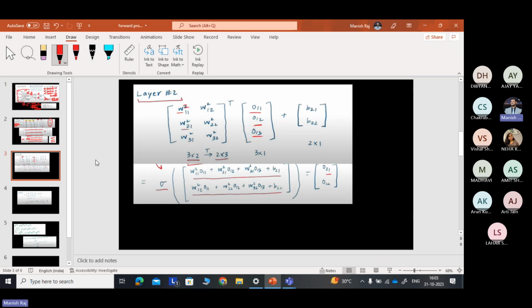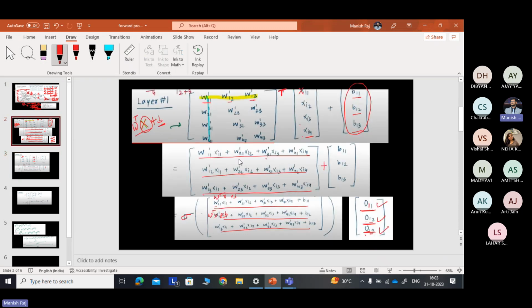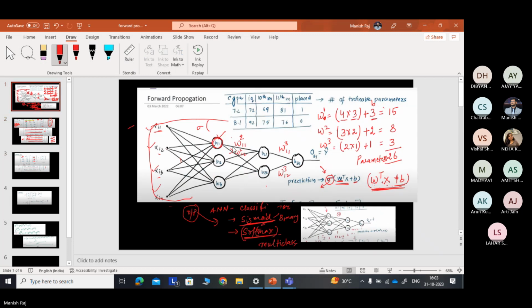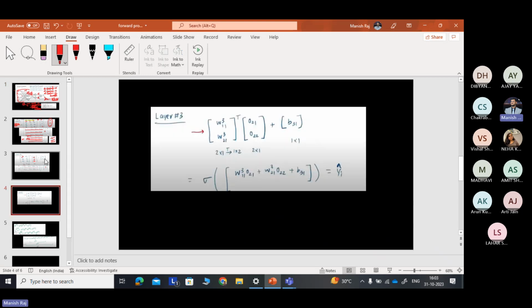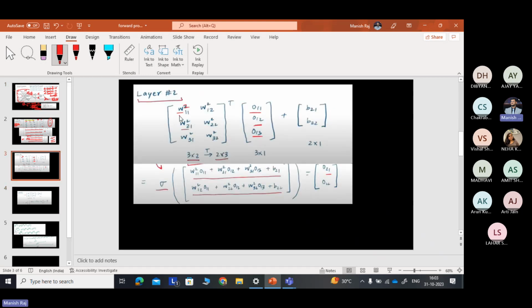Now you know what the input is. The input is O11, O12 and O13, because the inputs coming from here are O11, this is also O11. You can see here again we will take a matrix of weights and multiply with the input. The first layer output now works as input. In the second layer, the output of the first layer works as the input of the second layer.